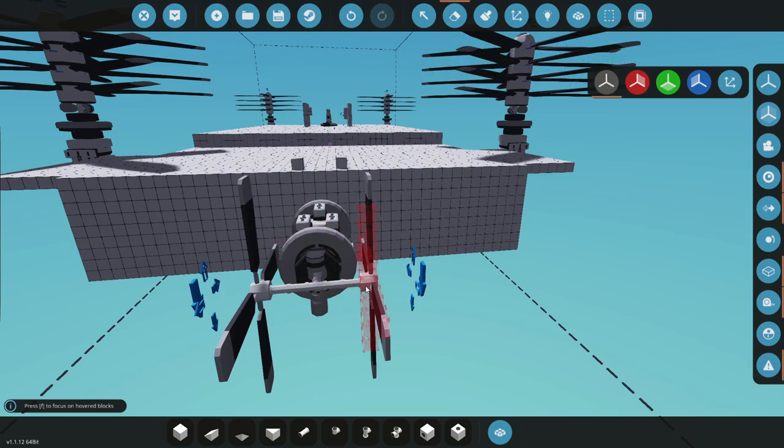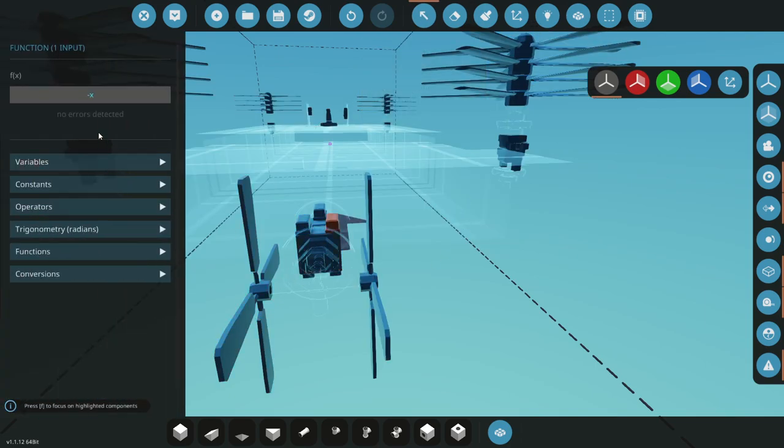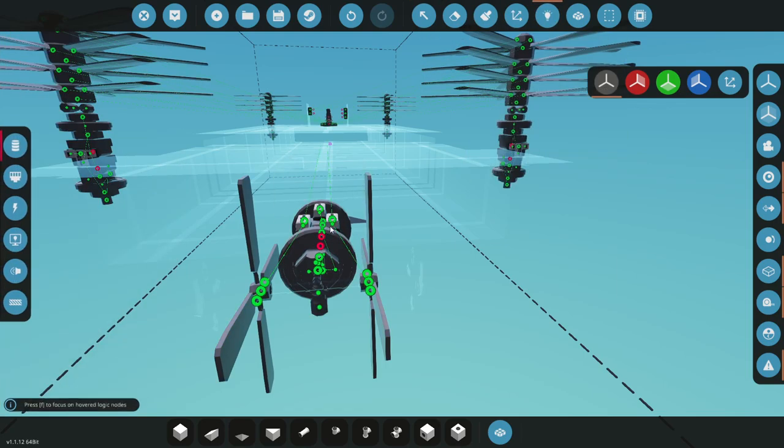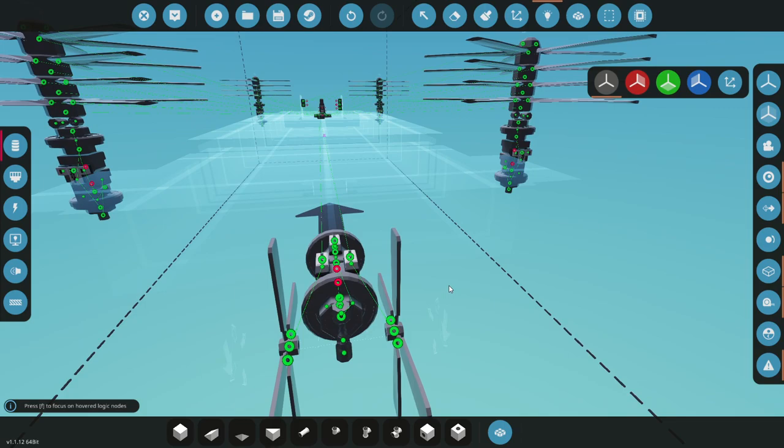Now, in this case, they are pointed in opposite directions, so we do have to split the yaw between them. This one is positive X, and this one is negative X. Get used to inverting signals. Whether you use an inverter chip or a function chip, it's all good by me. Just be very comfortable with the idea that some signals will need to be inverted.